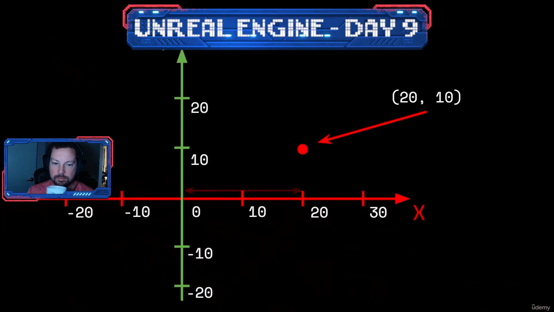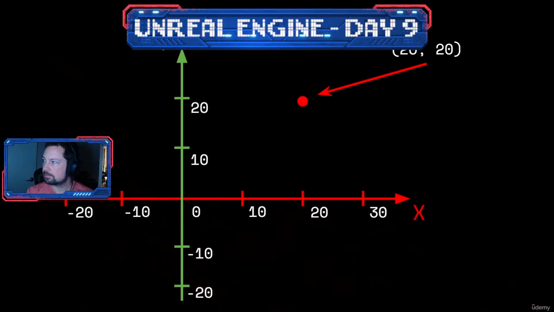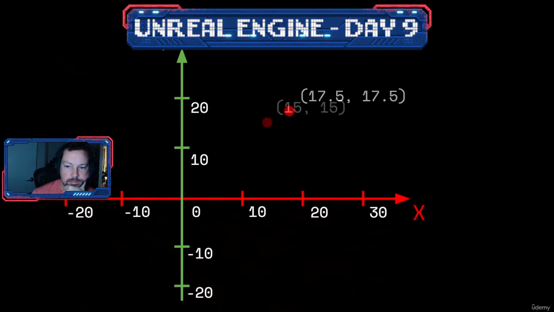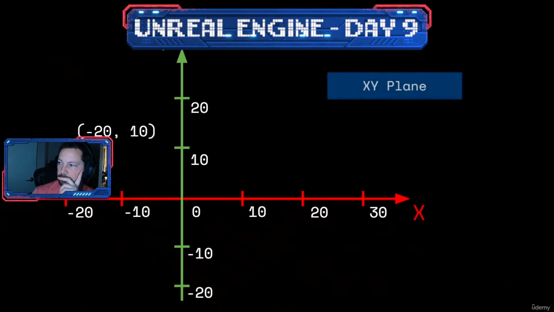Your xy coordinates here are 20, 10, because you've traveled 20 in the x, but you've still only traveled 10 in the y. Your xy coordinates here are 20, 20, as you've traveled 20 in the x and you've traveled 20 in the y. Moving around by changing your xy coordinates, your movement is restricted to the xy plane. The xy plane is the set of all xy coordinates you could possibly move to.